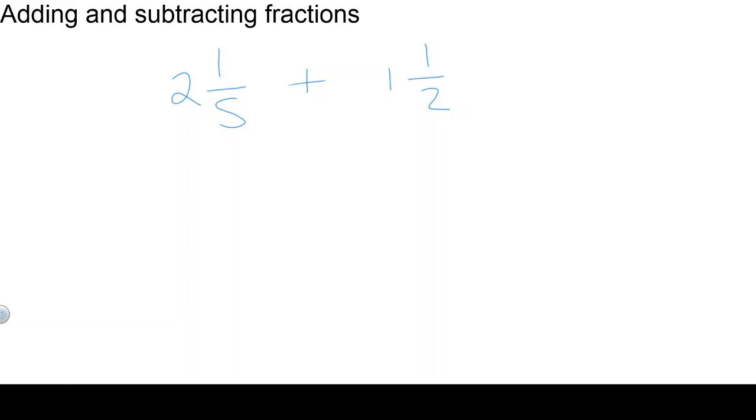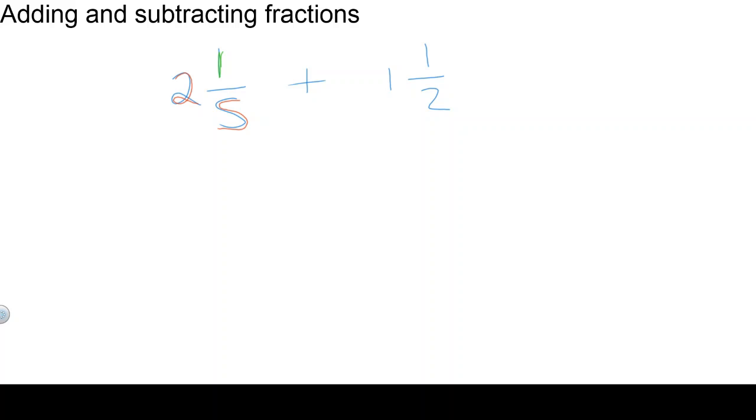Right, this one's slightly difficult because you've got mixed fractions. So we need to convert the mixed fractions into top-heavy fractions. So let's try with the first mixed fraction. You've got 2 over here, you've got 5 over there. 2 times 5 is 10.